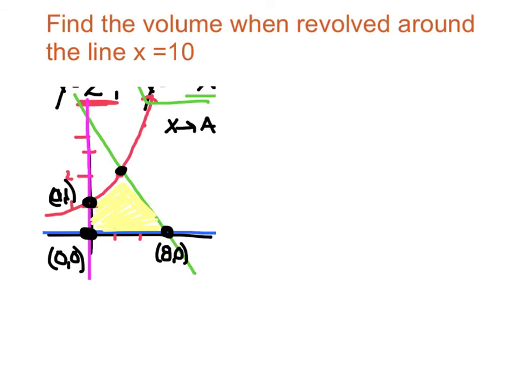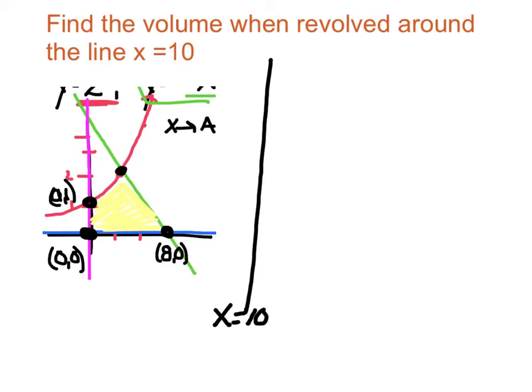All right, now I've got an even nastier one for you. This says find the volume when revolved around the line x equals 10. So I want you to steal that same sketch, pause it if you need to go slow and sketch it out again. And let's go ahead and draw in x equals 10. Okay, so clearly that line would be over here.